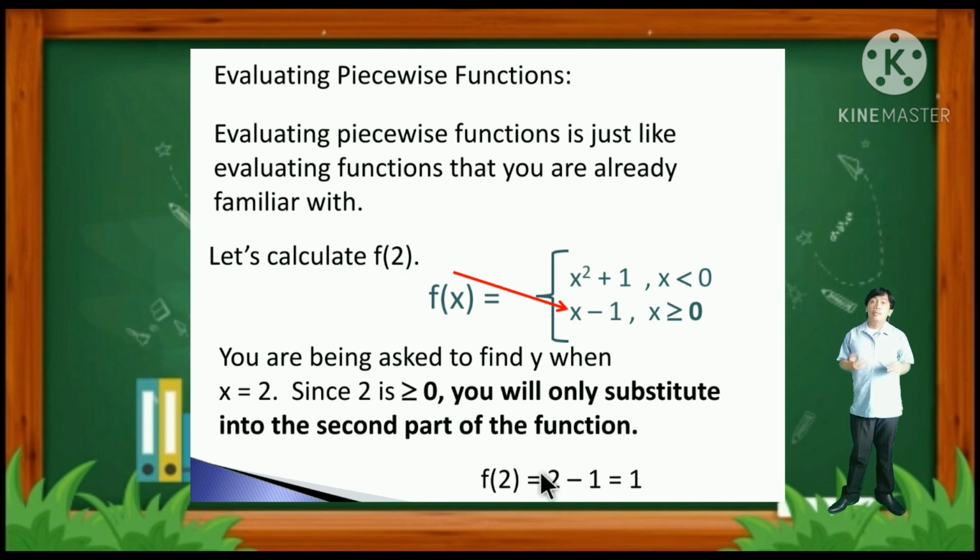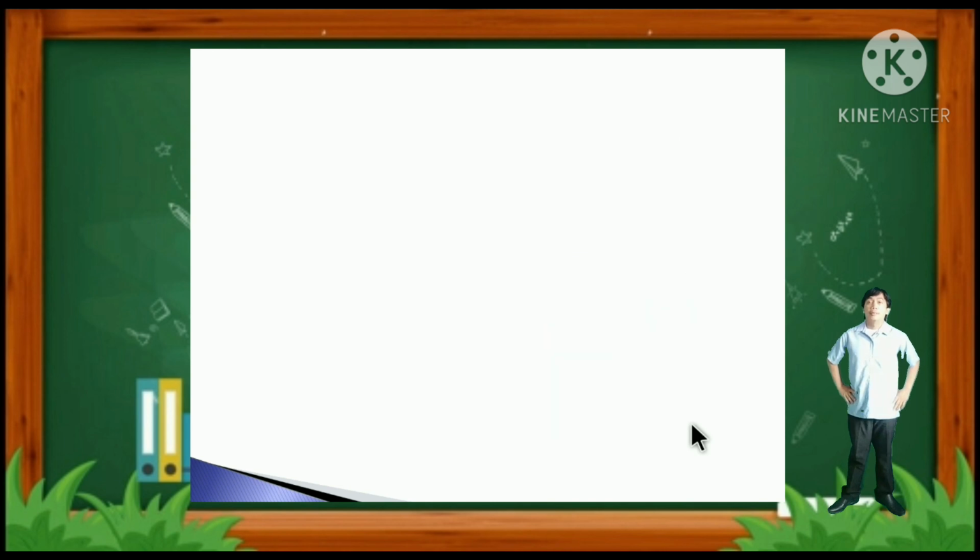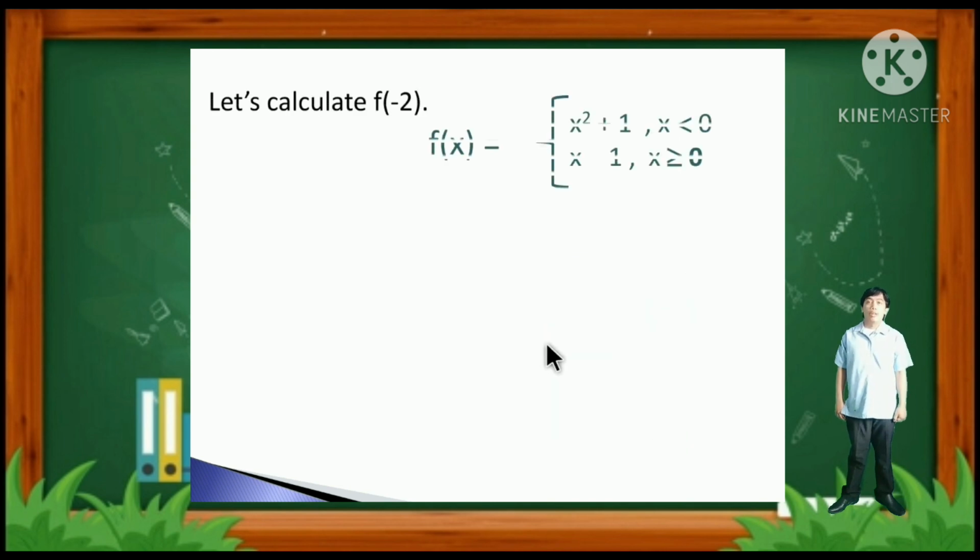Okay? So, this is 2 minus 1. What is the answer? 1. So, the answer of f of 2, given this function, the answer is 1. Okay? Very clear? Okay. Another example. Let's calculate f of negative 2. Okay. Same given. F of x.